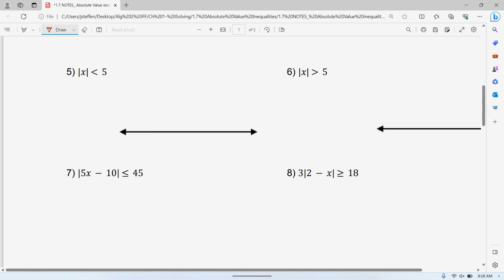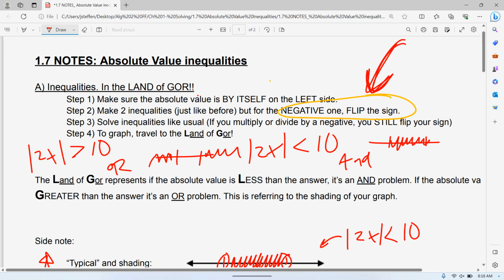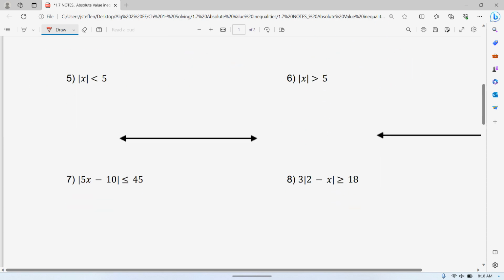So, I'm putting on here, apparently, I forgot to number those. We're starting at 5. So that's okay. The first two are already solved for you. It's just getting used to what these answers are going to look like. So it's an absolute value. It's already by itself, already on the left-hand side. So step 1 is done. Step 2, we're going to split into 2 equations. So we have x is less than positive 5, and then for our negative, you have to flip your sign.